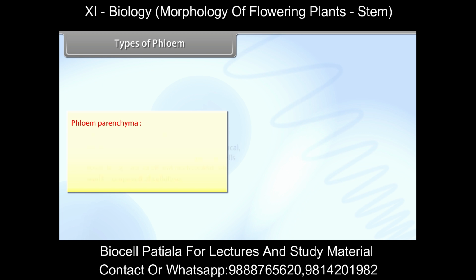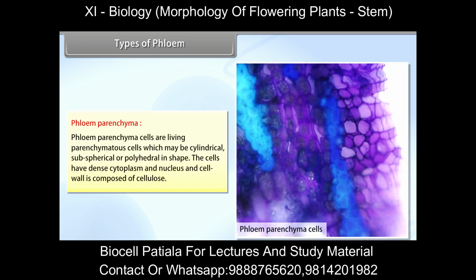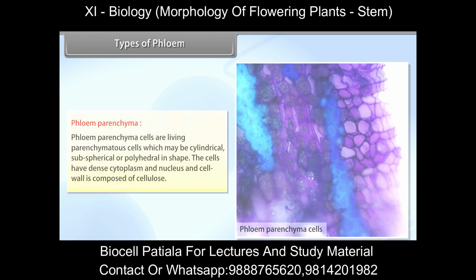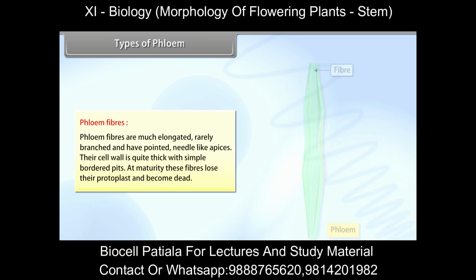Phloem parenchyma. Phloem parenchyma cells are living parenchymatous cells which may be cylindrical, subspherical or polyhedral in shape. The cells have dense cytoplasm and nucleus and the cell wall is composed of cellulose. Phloem fibers. Phloem fibers are much elongated, rarely branched and have pointed needle-like apices. Their cell wall is quite thick with simple bordered pits. At maturity, these fibers lose their protoplast and become dead.